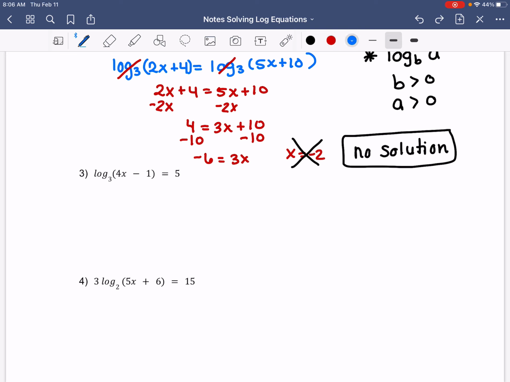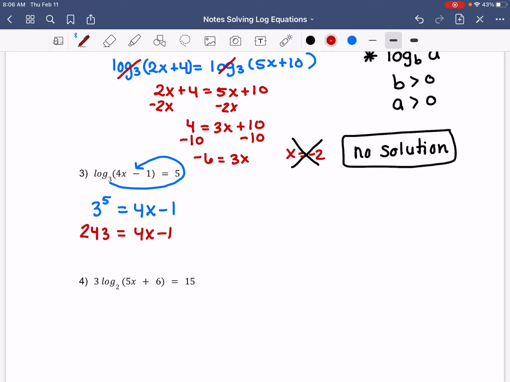Then you're going to switch forms. You're going to go to exponential form. So 3 to the power of 5 equals 4x minus 1. Here we can evaluate this. 3 to the power of 5 means 3 times 3 times 3 times 3 times 3. If you need a calculator, you can use it, but it's 243. So 243 equals 4x minus 1.